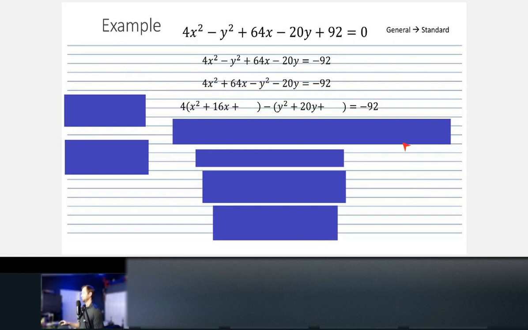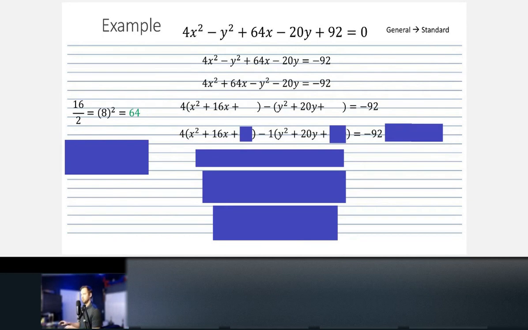Okay, what's next? Complete the square. Yeah. So Isabella says that we're going to put 64 here and we're going to put 100 here. All of you agree with that? Yeah, that sounds right. And that's because we take the middle term, 16, and we divide by 2. And then we square it, and that's how we get 64. And then I'll go ahead and do the other one too. 20 divided by 2 squared, we get 100.